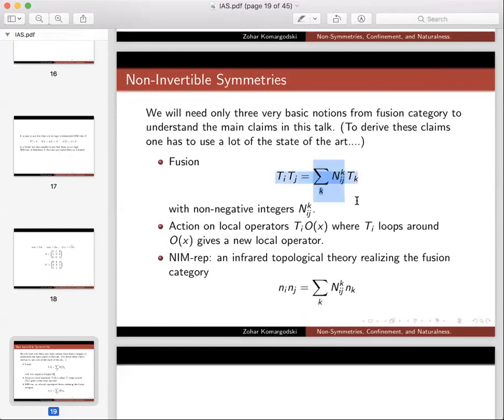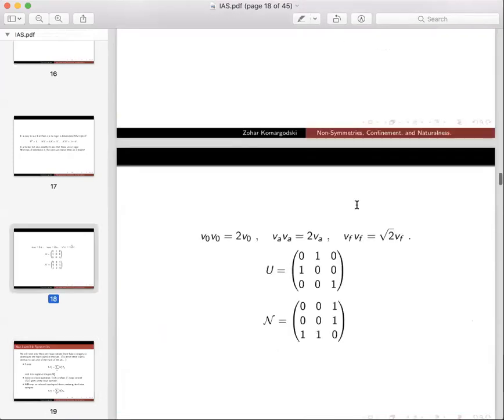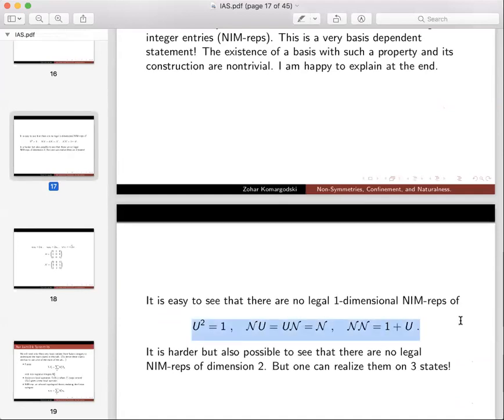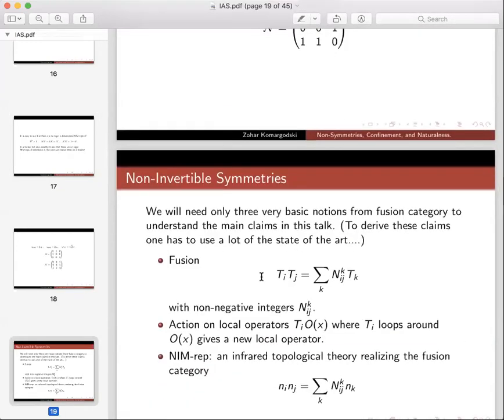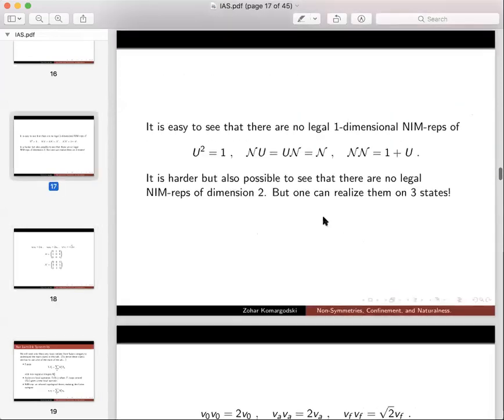So first, there is the notion of fusion. What is fusion? Fusion is the algebra. It's just these rules. This is called fusion. These are the rules of how you fuse various symmetry or non-symmetry lines, which you can just call T. And these are some non-negative integer coefficients, which you've seen in this example already. So 1 plus u. It's some linear combination with integer numbers.